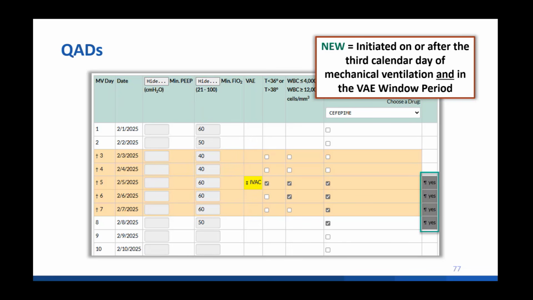In this example, cefepime is initiated after the third calendar day of mechanical ventilation and within the VAE window period. Therefore, these administrations are considered QADs and are denoted as such on the right-hand side of the screen.